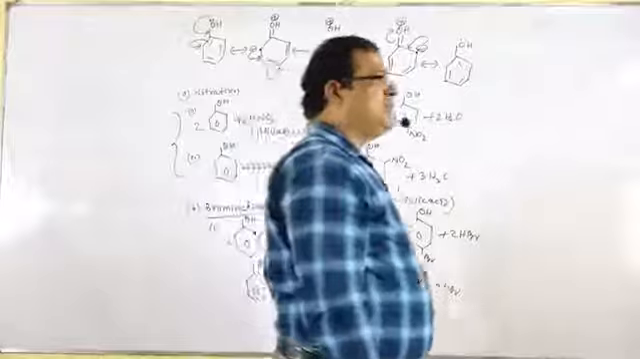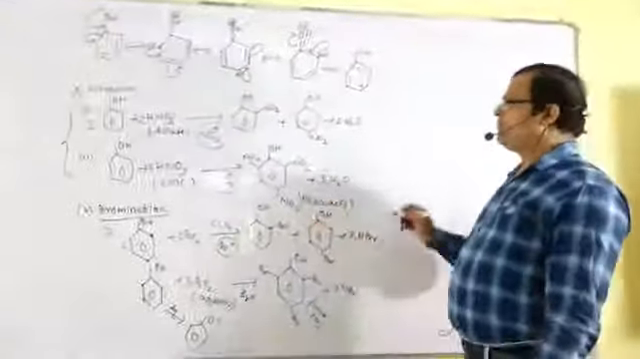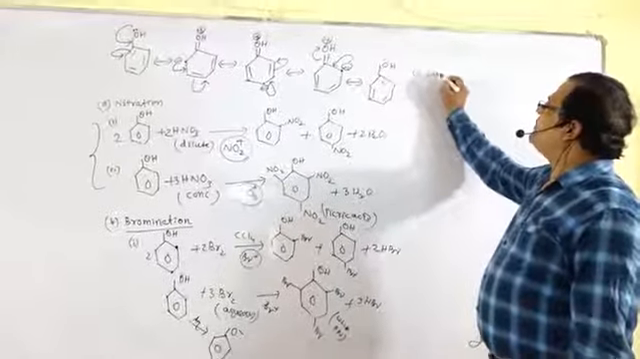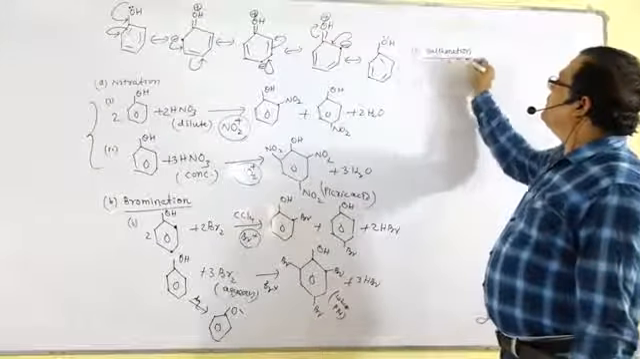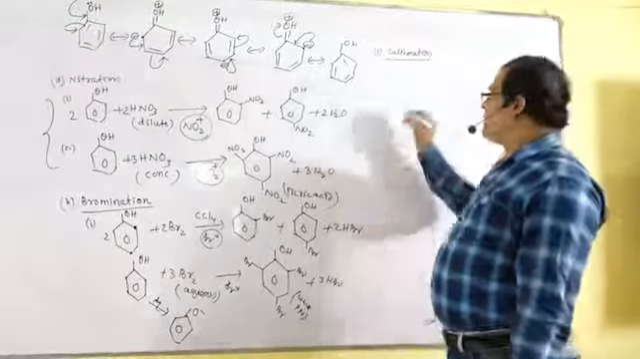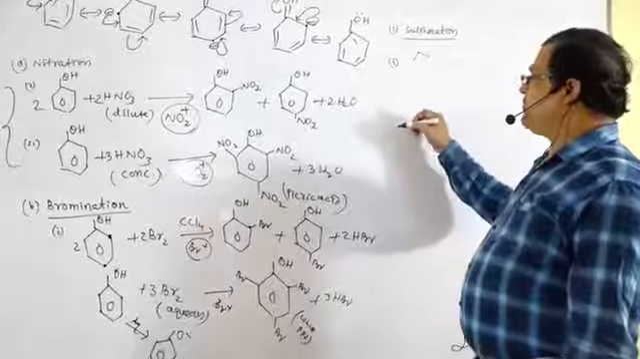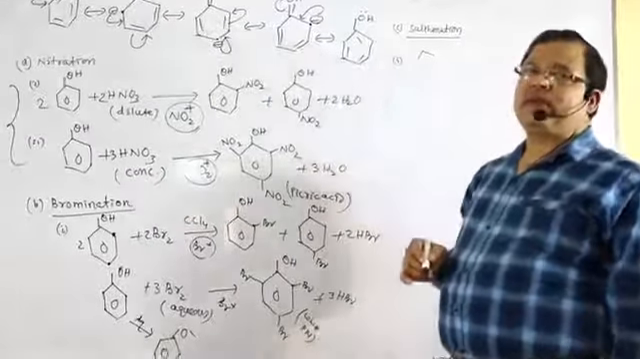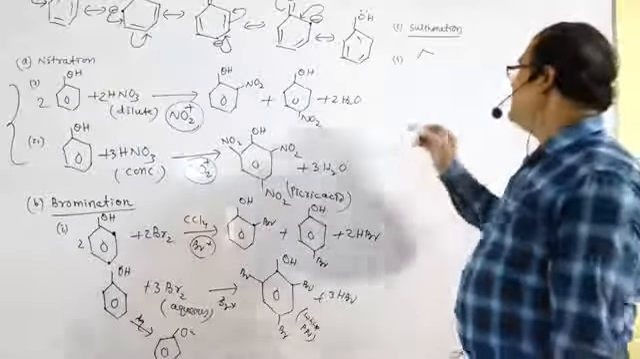Similarly, this is regarding nitration and bromination. Now if we explain regarding sulfonation, that is, the sulfonation reactions of phenol. The sulfonation reaction can be explained on the basis of whether we have used sulfuric acid at 25 degrees centigrade or 100 degrees centigrade. That is a temperature dependent reaction.